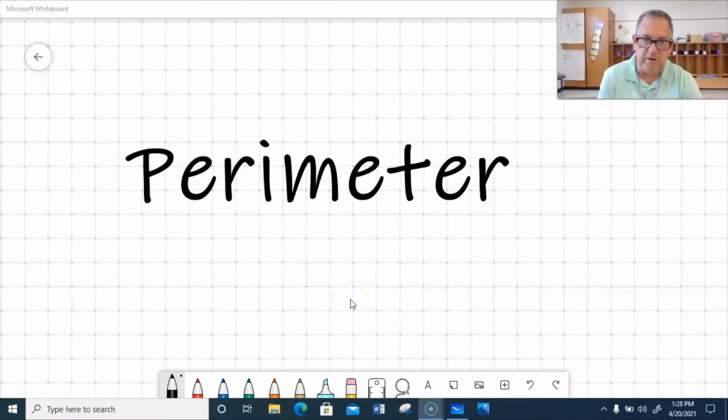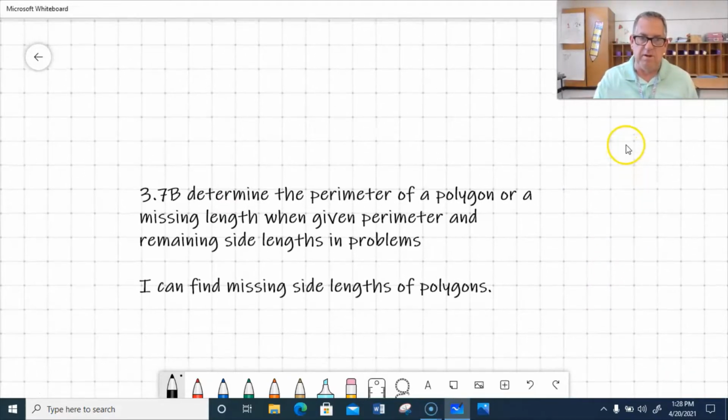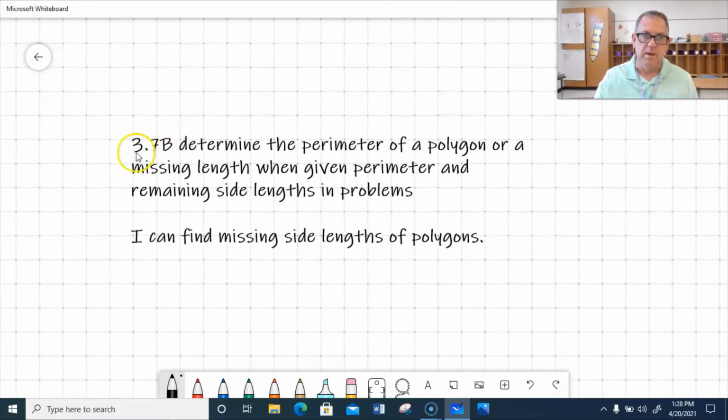We're going to be talking about perimeter again today. And the specific skill, same skill we talked about yesterday, is 3.7b. And that's determine the perimeter of a polygon or a missing length when given perimeter and remaining side lengths in problems. And the I can't statement is I can't figure missing side lengths of polygons.